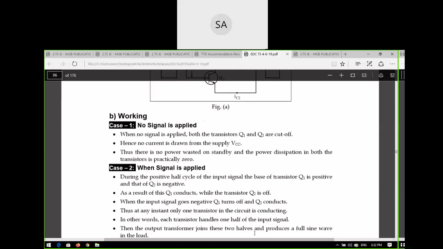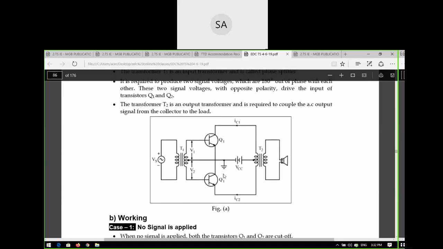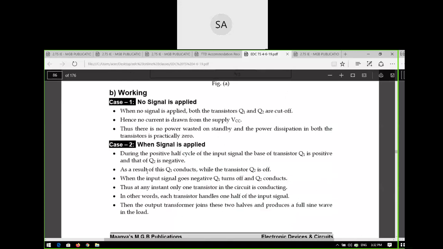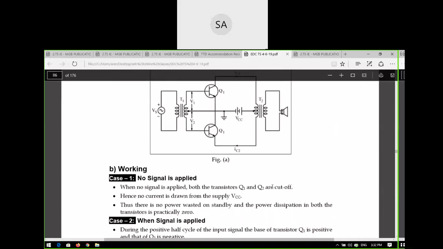When the signal is applied, in the second case, during the positive half cycle of the input, the base of transistor Q1 is positive and the base of transistor Q2 is negative. This is Q2, not Q1. So Q1 is on and Q2 is off. As a result, Q1 conducts while Q2 is off. When the input signal goes negative, Q1 turns off and Q2 conducts.